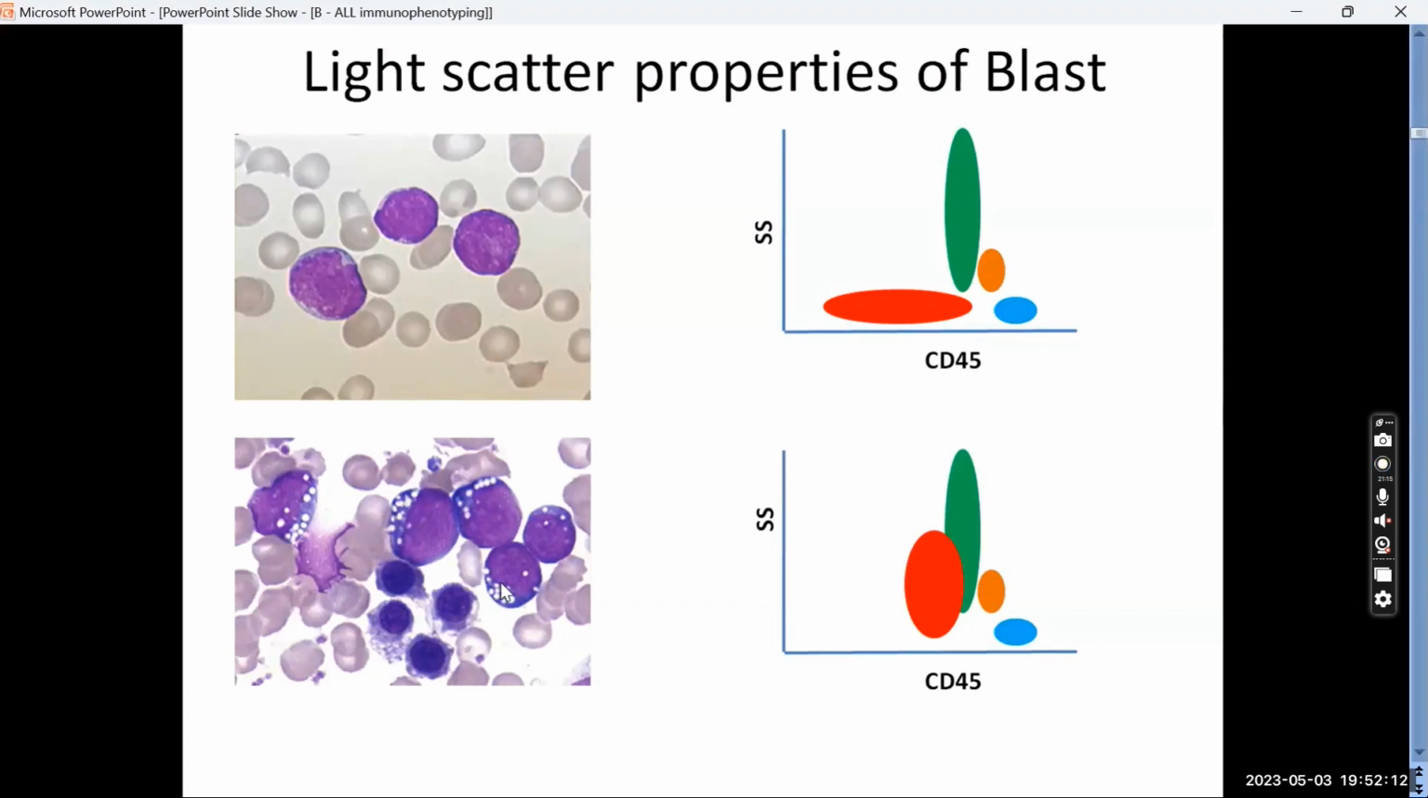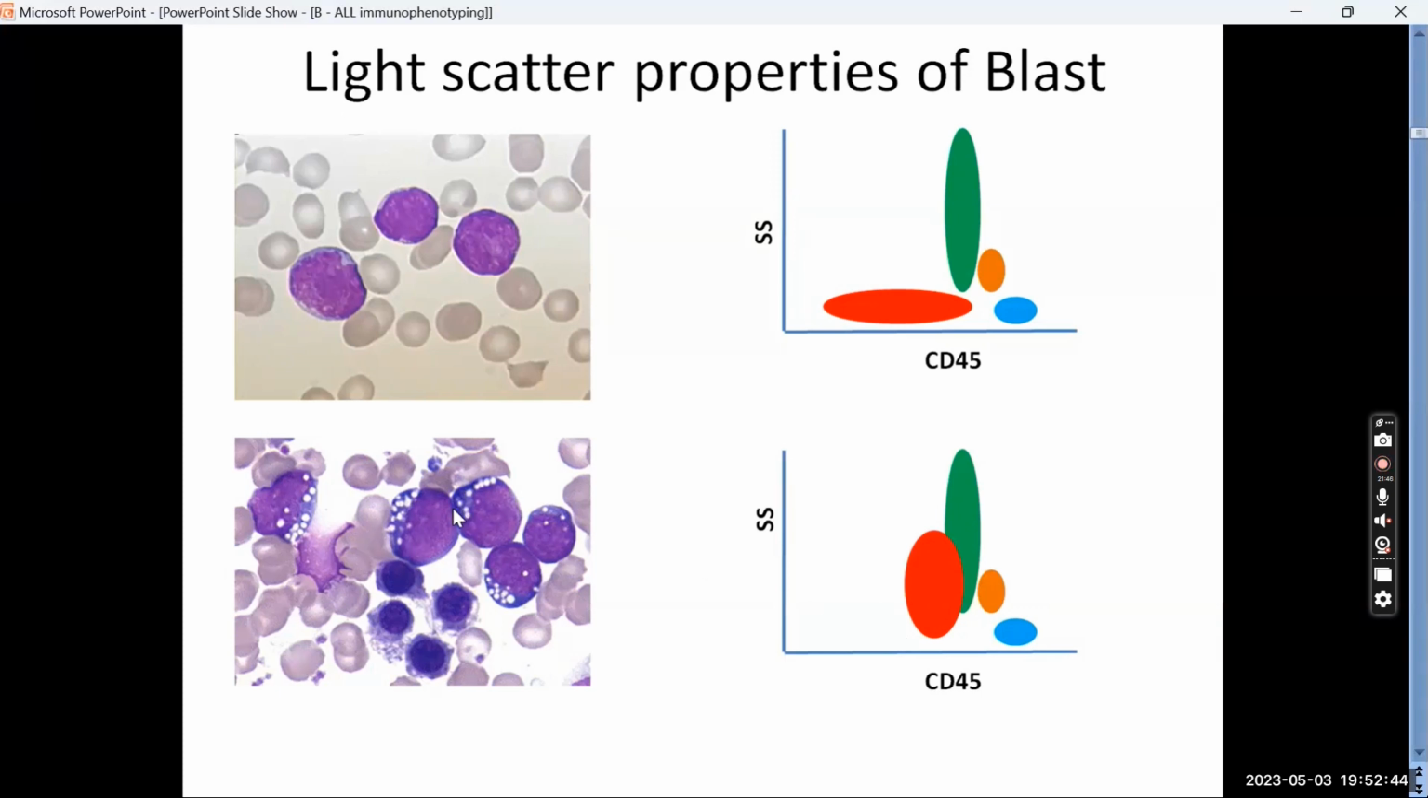But when you have a blast like this, the blast has vacuolations. When the laser hits the blast, the light gets scattered, so the side scatter is more in these blasts compared to those blasts. Say, for example, I've not seen the morphology at all and I'm directly going for analysis. The blast may have high side scatter, and I'm looking for the blast here. I may end up missing the blast, or I can quantify only a part of the blast. So always have a look at the morphology.